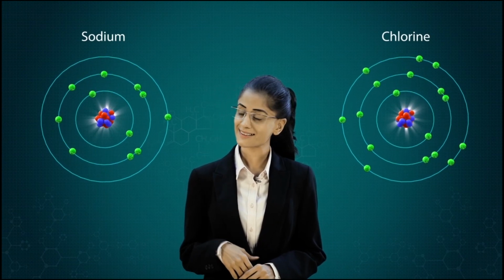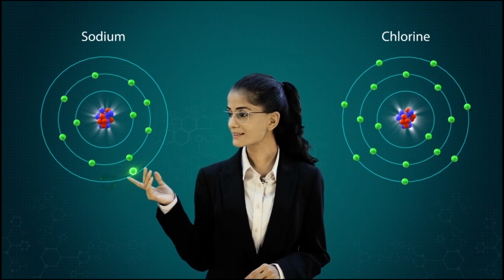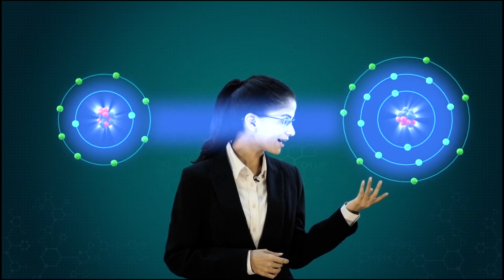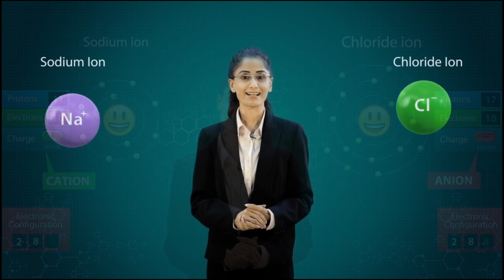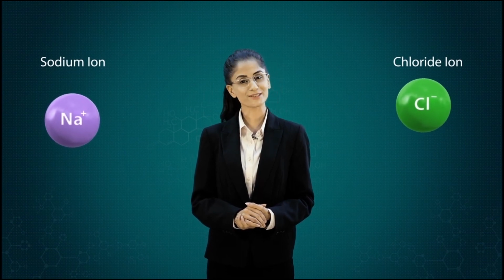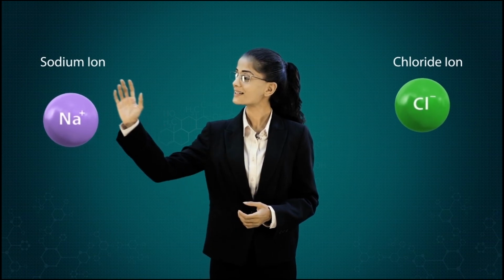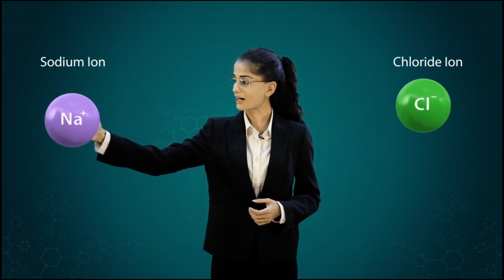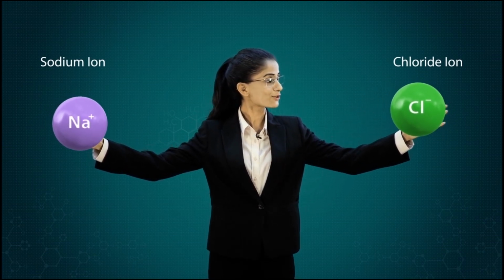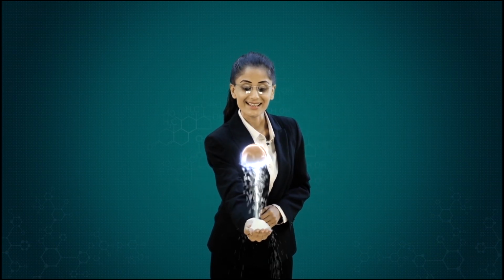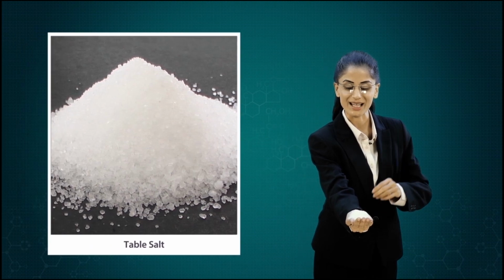Atoms are smart. They give up the excess electrons to the atoms that require electrons. According to the law of nature, oppositely charged species always attract each other. So, the sodium ion with a positive charge and the negative chloride ion attract each other very strongly by electrostatic forces of attraction to form sodium chloride, also known as table salt.